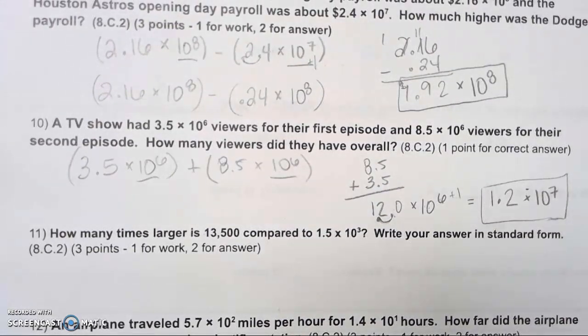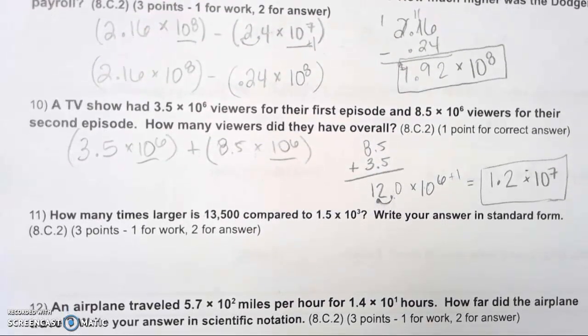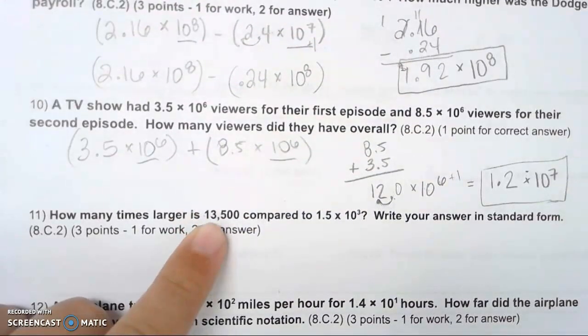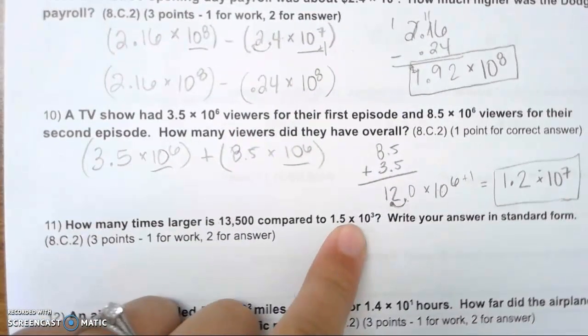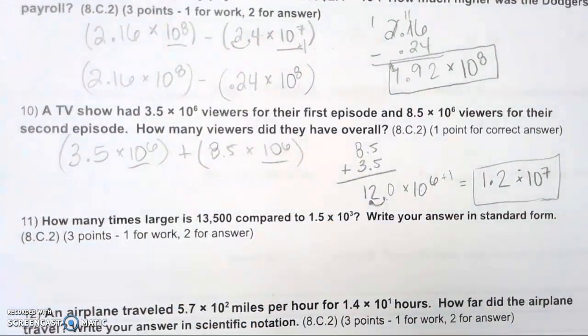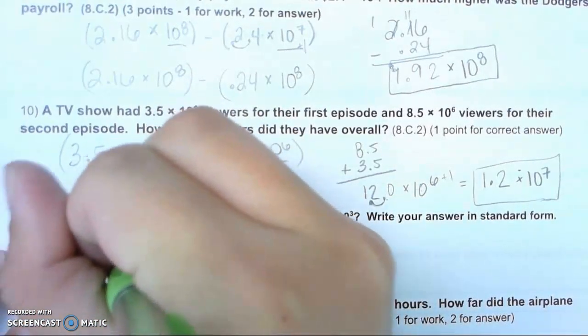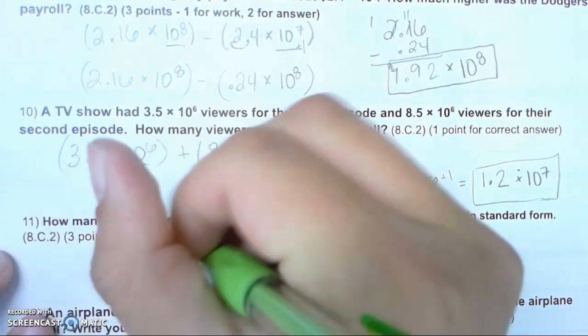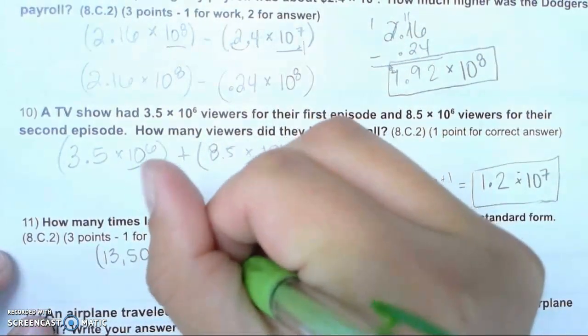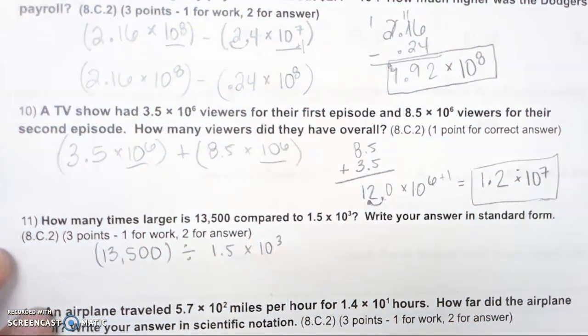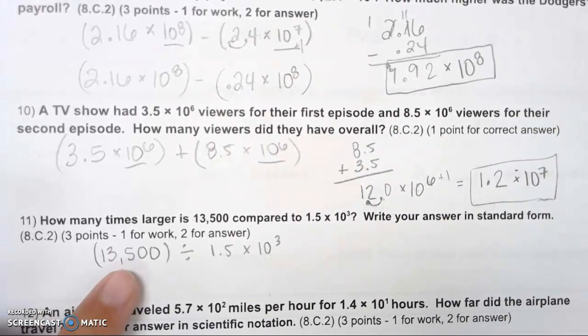Alright, number 11: How many times larger is 13,500 compared to 1.5 times 10 to the 3rd? Write your answer in standard form. So for this question, notice how we need to change this 13,500 into scientific notation form so that we can solve it. And since we're trying to figure out how much larger that number is, we actually need to divide. So if I were to take 13,500 and divide that by 1.5 times 10 to the 3rd, I need to change this to scientific notation.